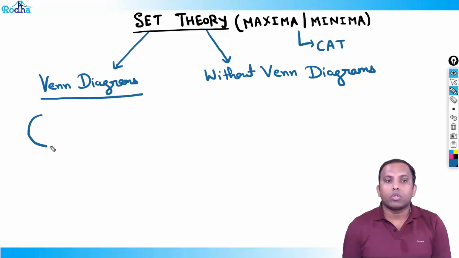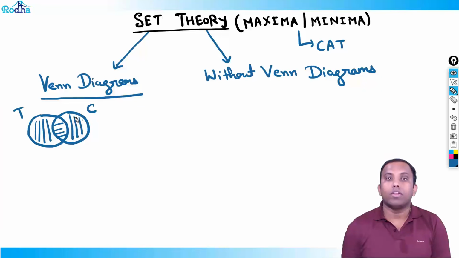This is how we draw a two-set Venn diagram. Suppose people drinking tea and coffee. This part denotes people drinking both tea and coffee. This part denotes people drinking only tea. This part denotes people drinking only coffee. Mark the word only here.